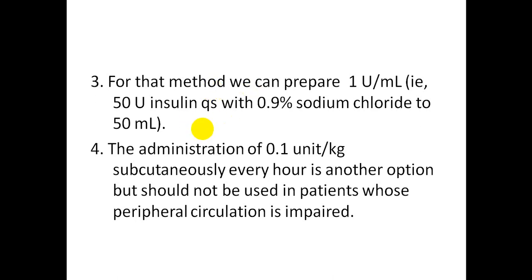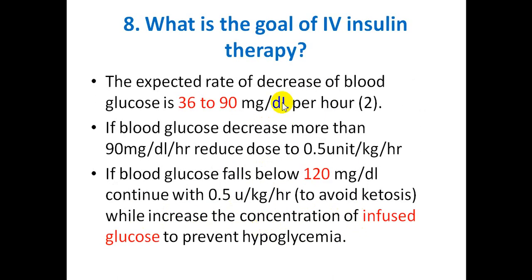Again, we can administer insulin subcutaneously, 0.1 unit per kg, preferably using rapid-acting insulin like insulin Lispro or Aspart. But this method is not suitable if the patient has impaired peripheral circulation or severe hypotension. What is the goal of IV insulin therapy? We need to lower blood glucose, but not by more than 90 mg per deciliter per hour and not less than 36 mg per deciliter. If more than 90 mg per deciliter, this rapid shift also leads to cerebral edema.